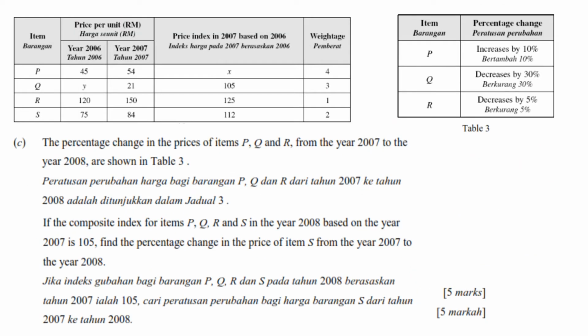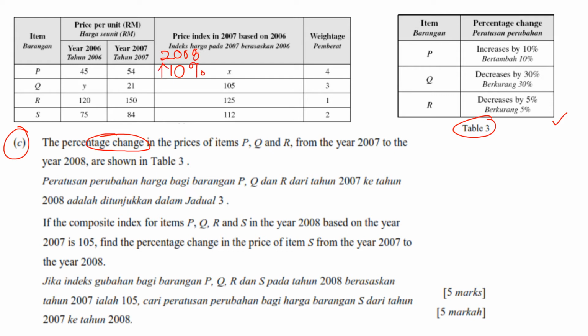Okay, now we continue to part C. Part C says that the percentage change in the prices of items P, Q, and R from year 2007 to year 2008 are shown in table 3. This is table 3. The table shows the percentage changes in the price for items P, Q, R, but not S. So P increases 10%. I may write 2008 here so that you can compare better.